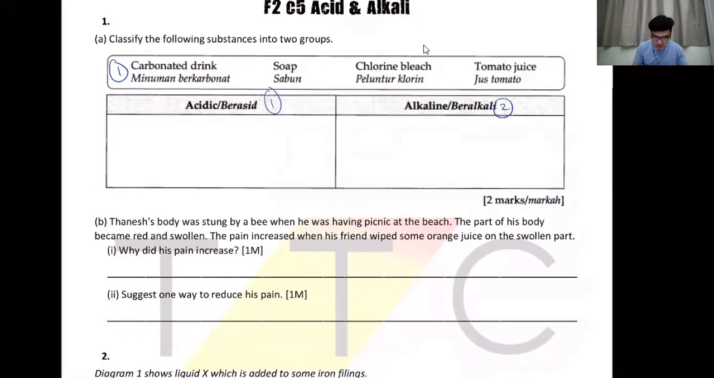Next, soap. This thing is alkaline. Chlorine is alkaline. Chlorine is bleach. This thing stings. Have you used bleach before? If your mom used bleach to bleach your white school shirt, you will know how that smells. And of course, tomato juice is acidic. Acidic also makes a very good cleaning agent.